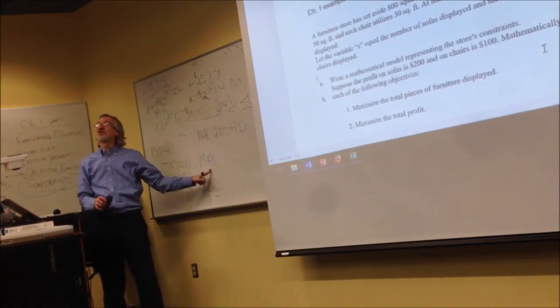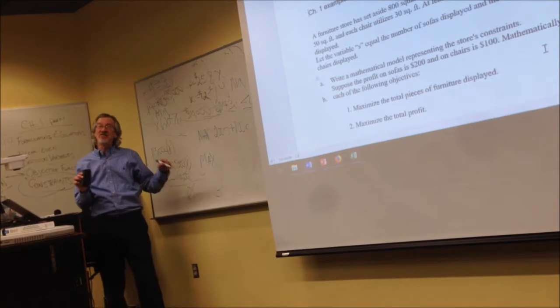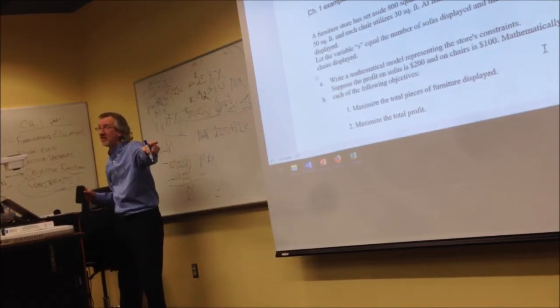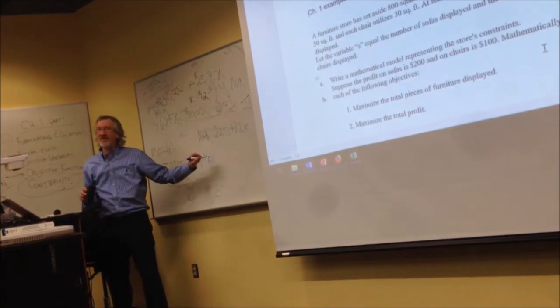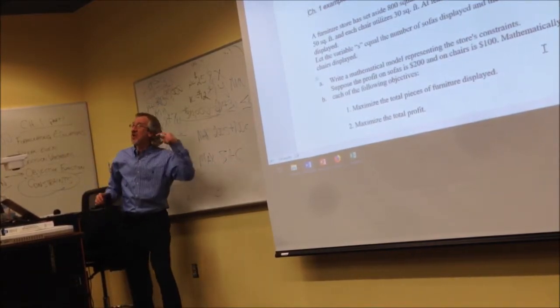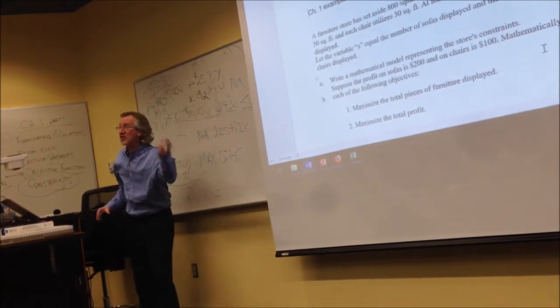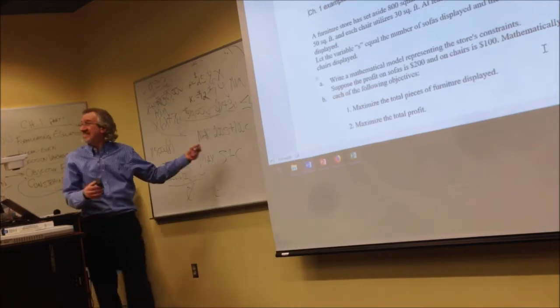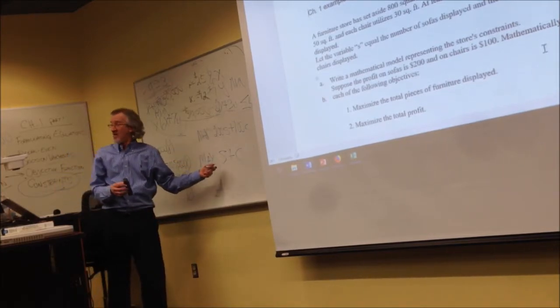Wouldn't you start with the objective function? It is about maximizing the number of sofas and chairs in the display. That's S plus C. The variables are representing the number of sofas and the number of chairs. You didn't need to put numbers with them. There's no numbers that tell you how many. That's exactly what the variables represent.